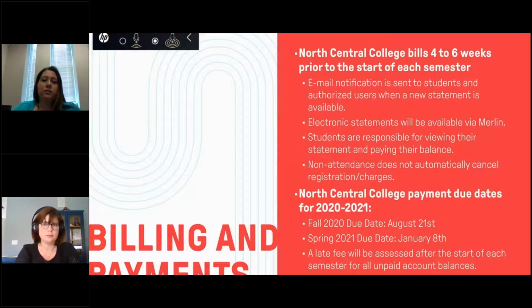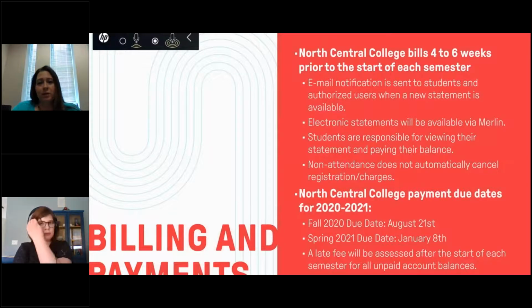As far as billing for North Central College, North Central College bills about 4 to 6 weeks prior to the start of each semester. We do this on purpose to allow enough time just in case maybe you're finishing up financial aid awards, filling out your FAFSA. Hopefully that's all done by this point, but if for some reason you're still working on that, it allows enough time for that, and then if you're still trying to plan for payment to the college.